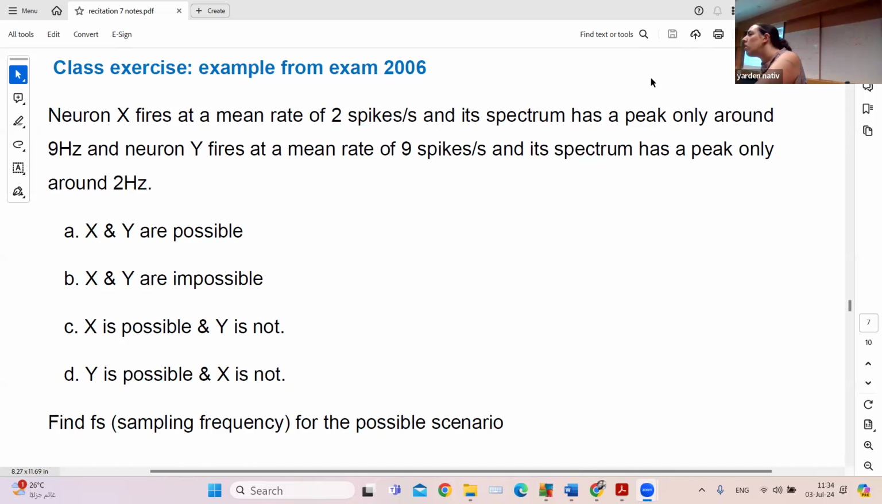Excuse me? I just really don't hear. 50 is in the range of the Nyquist frequency. So 50 is real. We had it in the real data.